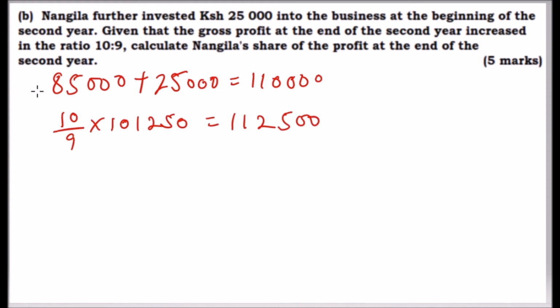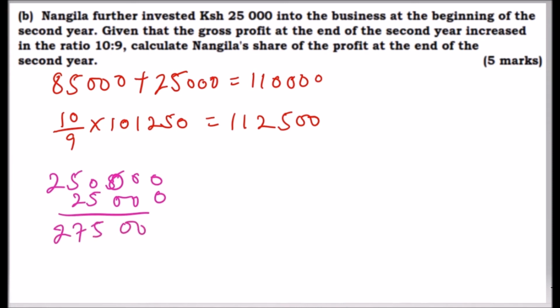Now it means Nagira is to share. You add 25,000. They had a total of 250,000 in the first year, so you add 25,000 to get the new shares. So this will give you 275,000. That is the total share.